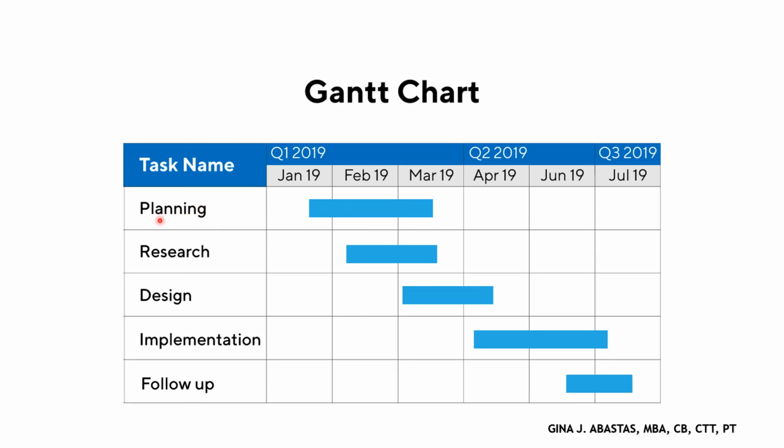So here is another example of a Gantt chart. You have to do planning, research, design, implementation, and follow up. It also has a timeline as to when to accomplish each one.